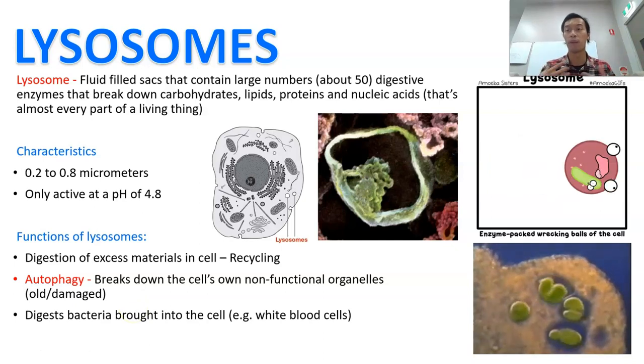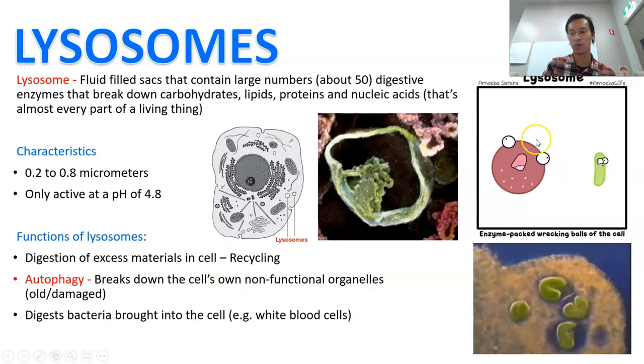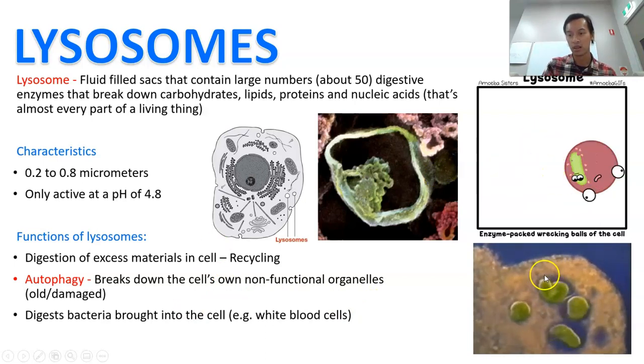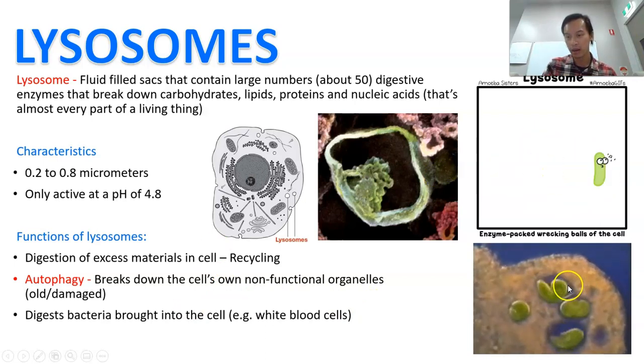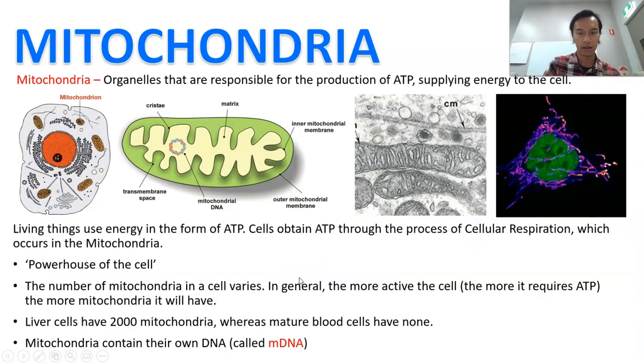So for example, your white blood cells will use lysosomes to break down anything that they eat, right? Here's a diagram of how that happens, right? It eats it, and then you can see this is a white blood cell, and that's a lysosome, and then that's the bacteria getting spun around and digested in the lysosome.